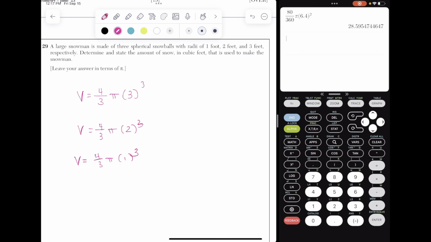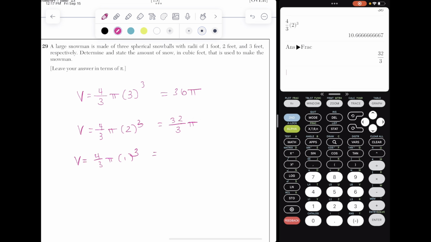All right, now let's find each of these volumes in terms of pi. So for the first one, we have 4/3 times 3 cubed. This is 36 pi. For the next one, we have 4/3 times 2 cubed. And let's put that in a fraction here. So that's going to give me 32 over 3 pi.